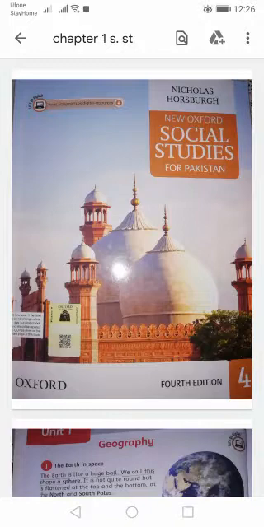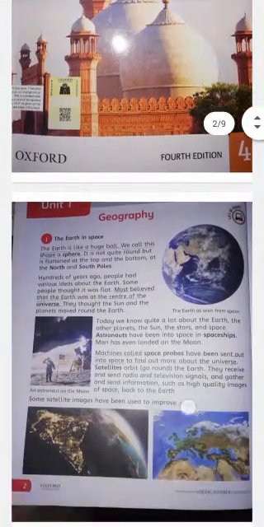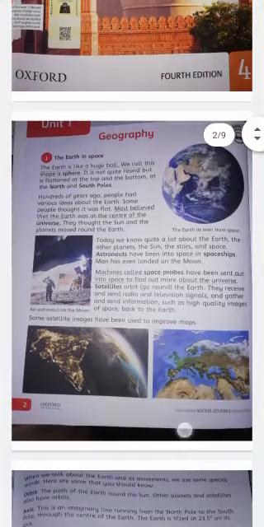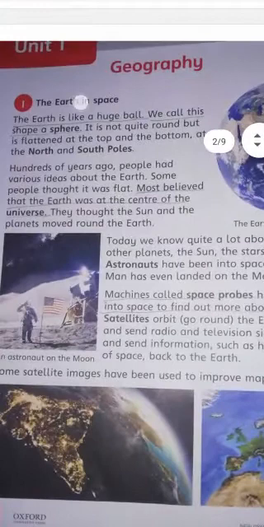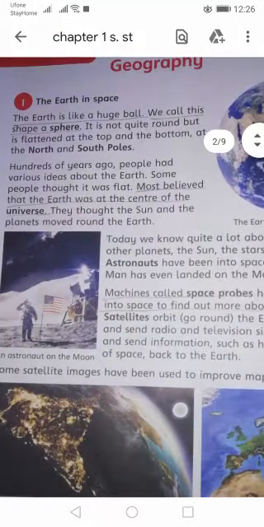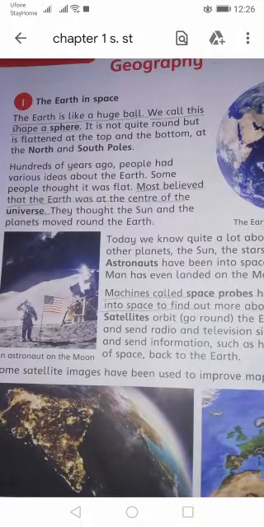This is the new Oxford Social Studies book, 4th edition. In this book, there are 3 to 4 units, and in every unit, there are chapters. So, we are going to discuss unit number 1, Geography, and lesson number 1, the Earth in Space. In this chapter, it is going to be discussed what Earth is and what the other planets in space are, what the situation of space is, and how we can get information about space and satellites.